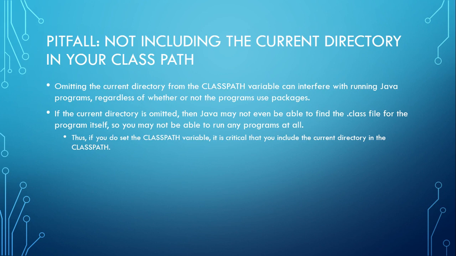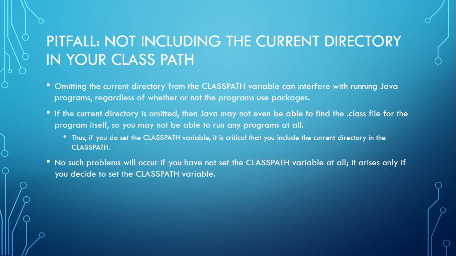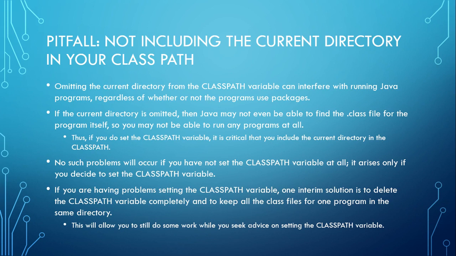Thus, if you do set the class path variable, it's critical that you include the current directory in the class path. Now, no such problems will occur if you have not set the class path variable at all. It only arises if you decide to set the class path variable. If you're having problems setting the class path variable, one internal solution is to delete the class path variable completely and to keep all the class files for one program in the same directory. Now, this will allow you to still do some work while you seek advice on the class path variable.